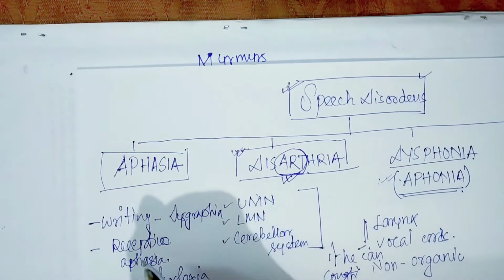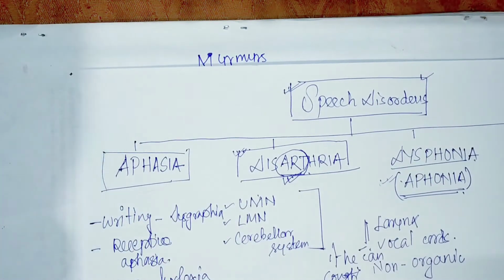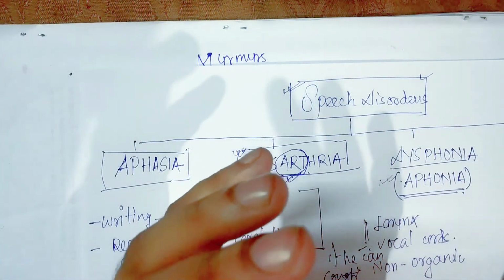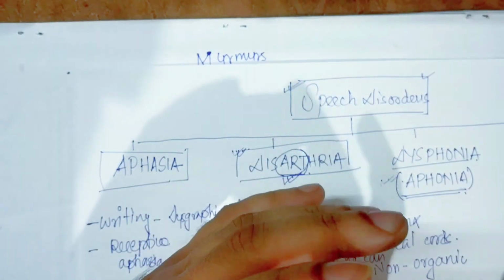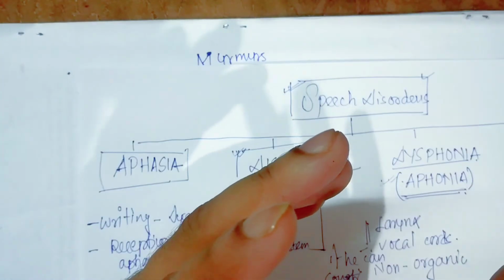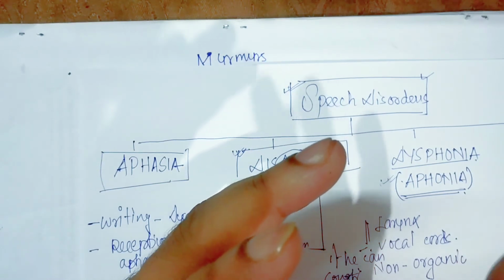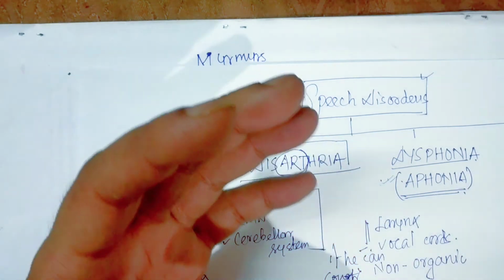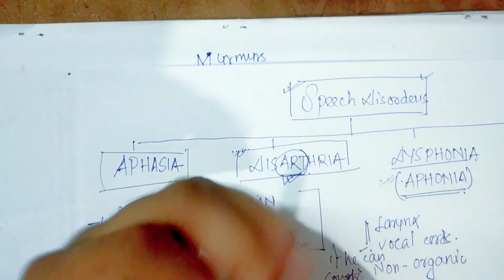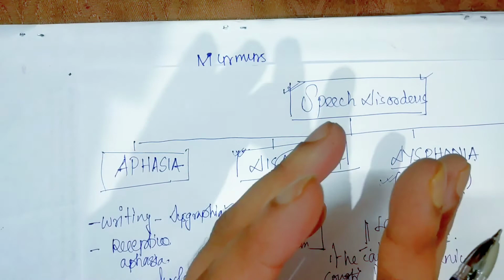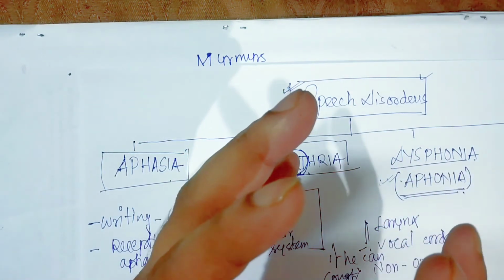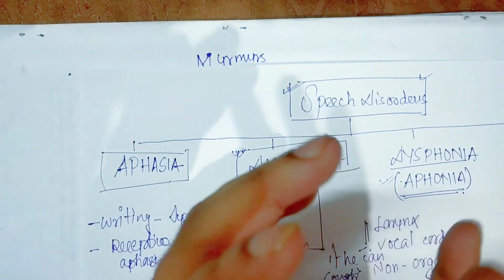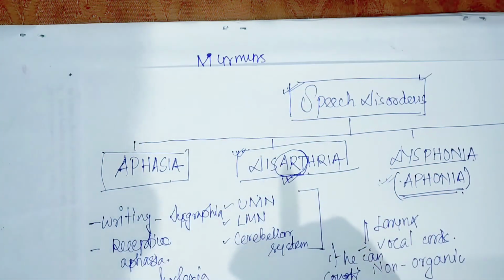Alright, so what is aphasia? If the patient is failing to put into properly constructed words or phrases the thoughts he wishes to express, even if articulation is adequate, then it is called aphasia. The aphasic states include disturbances of writing, called dysgraphia. Failure to comprehend the spoken words is called receptive aphasia. And failure to comprehend the written words is called dyslexia.